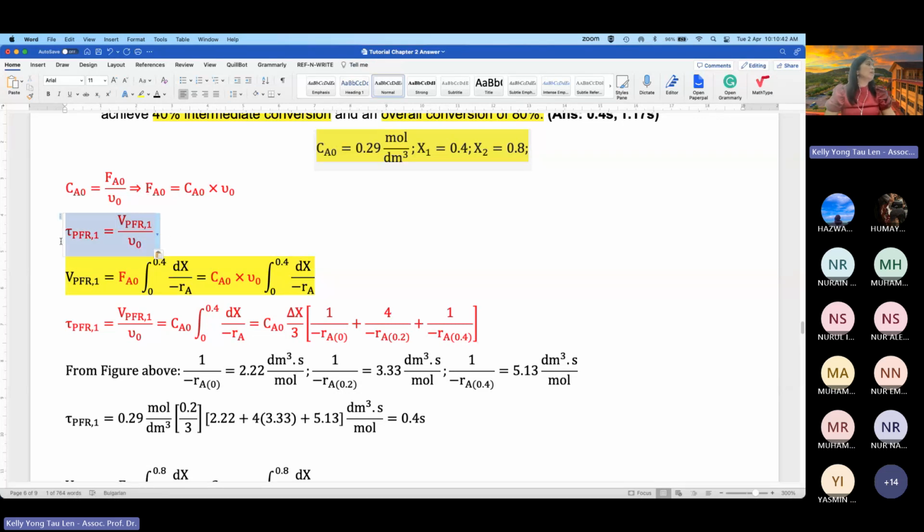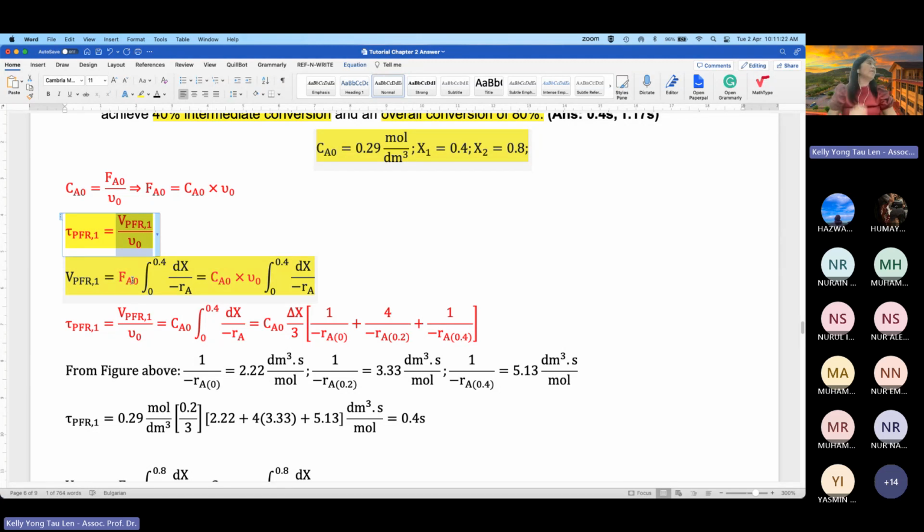So now kamu kena correlate kedua equation ini. So this is mathematics. This is somewhat you have to learn. Okay, macam mana kita nak correlate information, sebab we know that the original equation tak ada benda yang kita nak cari. Benda yang kita harus tahu pun kita tak ada, which is FA naught. Okay, but we know that kita nak cari space-time. So we learn that space-time untuk PFR pertama must equal to volume of the first PFR divide by inlet volumetric flow rate. So, cuba kamu correlate balik the first and the second equation.